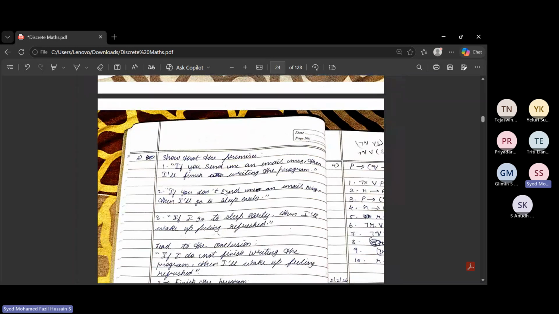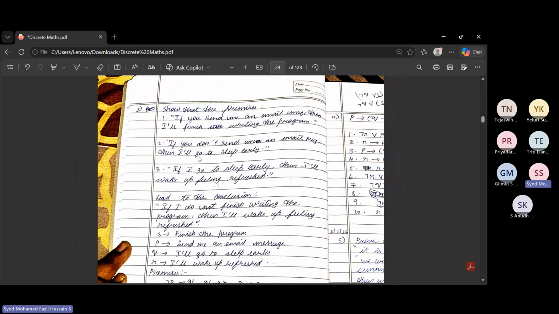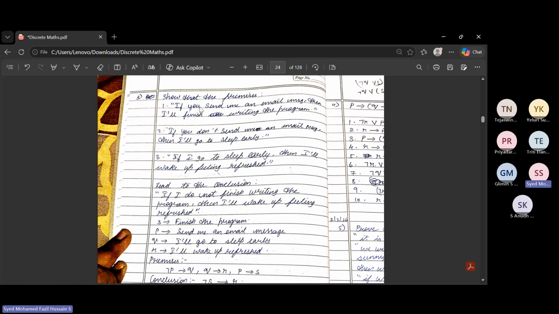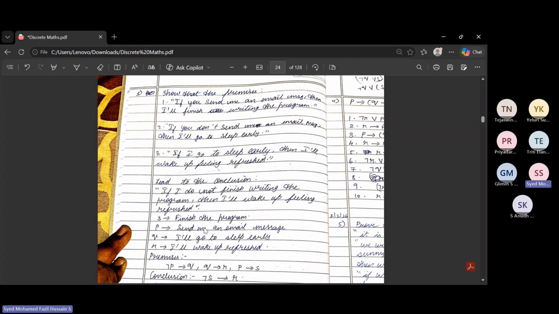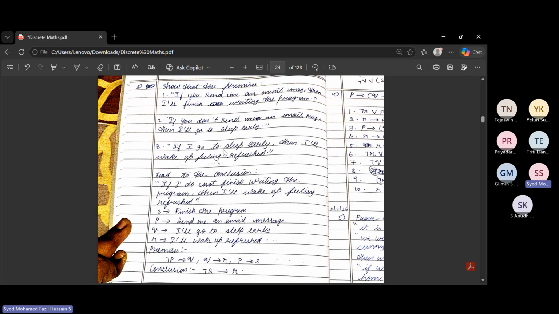This is how you have to treat examples like this. Show that the premises follow: we have to take each statement here as an individual premise. Like, if you send an email, then I'll finish writing the program. Here S is the premise of finishing the program, and P is sending an email. In the second statement, if you don't send an email, I'll go to sleep early, then Q is the premise of going to sleep early. And R: if I go to sleep early, then I'll wake up refreshed, so R is waking up refreshed.